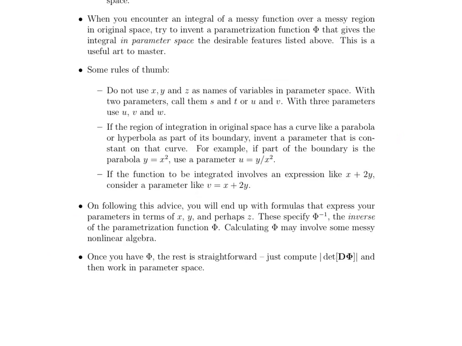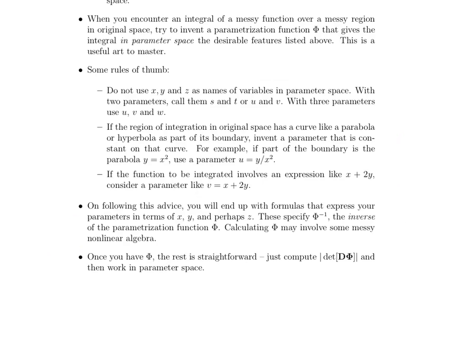If the region of integration in the original space has a curve like a parabola or a hyperbola as part of its boundary, invent a parameter that is constant on that curve. So if, for example, part of the boundary is the parabola y equals x squared, use a parameter where y over x squared is equal to a constant. If the function to be integrated involves an expression like x plus 2y, consider a parameter like v equals x plus 2y.